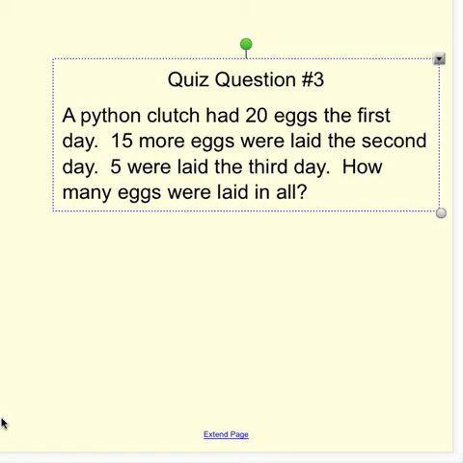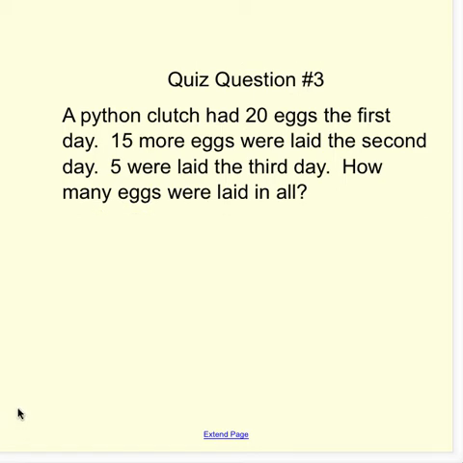Quiz question number 3. A python clutch had 20 eggs the first day. 15 more eggs were laid the second day. 5 were laid the third day. How many eggs were laid in all?